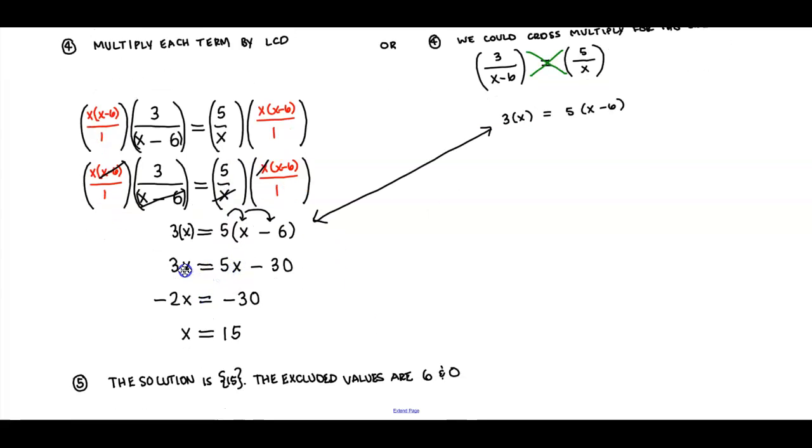Then we're going to isolate x on one side of the equation. So we subtract 5x from both sides. 3x minus 5x gives you negative 2x, which is equal to negative 30. Divide both sides by negative 2, and x is equal to positive 15, because negative 30 divided by negative 2 is positive 15. So the solution is 15, and the excluded values are 6 and 0. And this is a conditional statement since we have one unique solution.